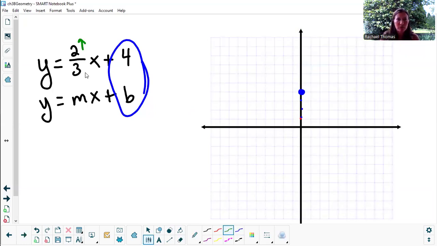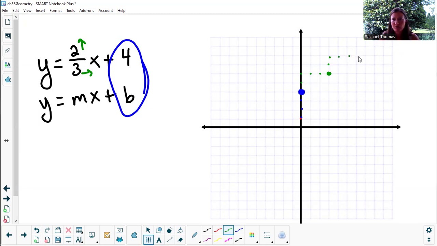Hopefully remember that slope means up, over. Up 2 over 3. Rise over run. So from my starting point at 0, 4, I'm going to go up 2 and to the right 3, and there's a second point on my line. I think my line's going to go like that, but I'm going to make one more point.